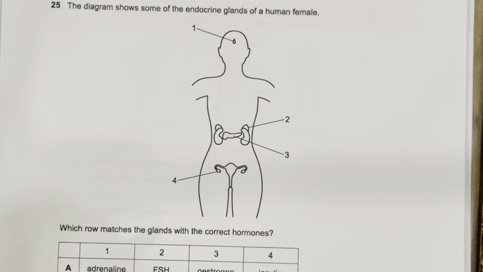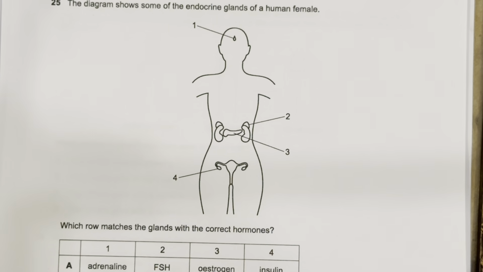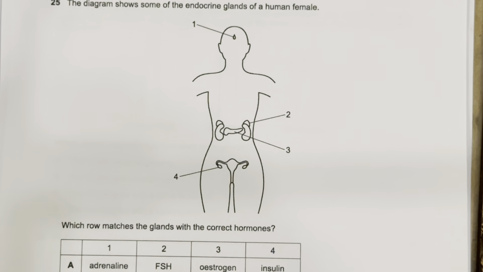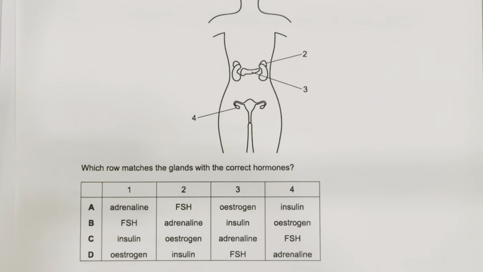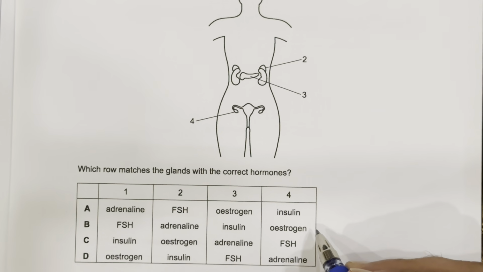The diagram shows some of the endocrine glands of a human female. Number one over here is the pituitary gland and it produces FSH hormones. Number 2, we know, is the adrenal gland, which is on the kidney; adrenaline is produced in it. At 3 it is the liver, and we know that insulin is produced over here. At 4 it is the ovary, and we know that estrogen is produced. So option B is the correct choice if we look at all the options.